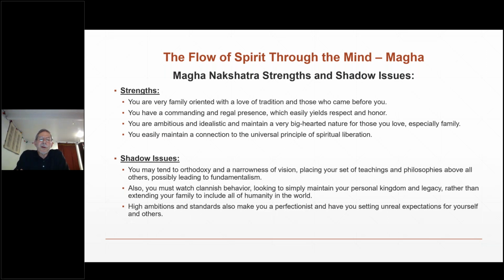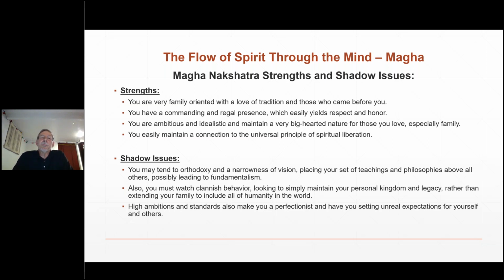The third one is high ambitions and standards. They also make you a perfectionist, and you're setting unreal expectations for yourself and others in that situation, because you just feel all that over-optimism and that Ketu perfectionism. But when you go out with that perfectionism and start examining everything, you begin to see that a lot of your expectations are not real. They don't meet up to the perfection and the scrutiny of the eye of Ketu looking at it.